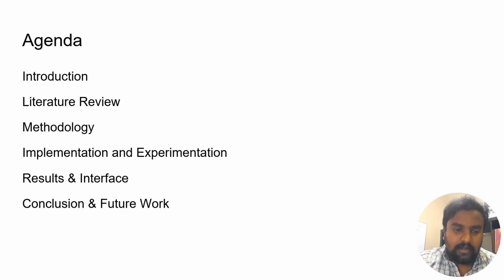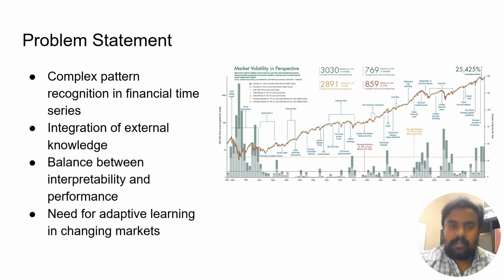Let's go with the third slide. The third slide is the problem statement. What is the problem we are facing right now? Financial time series analysis is challenging due to complex pattern recognition. For example, financial data has non-linear relationships and changing market patterns. That's one problem. And the integration of external knowledge: external factors like news and expert opinions affect the market as well.